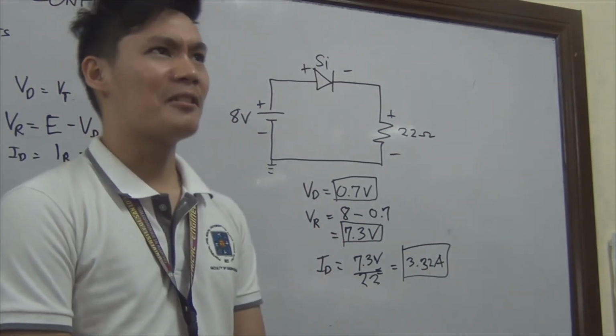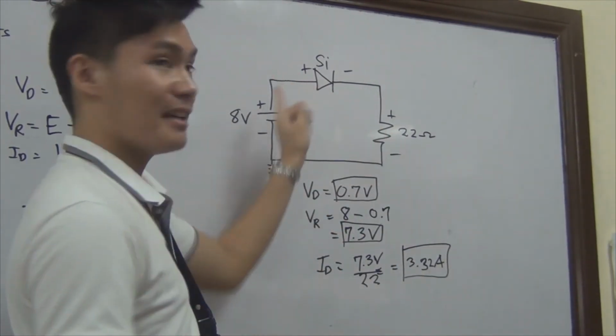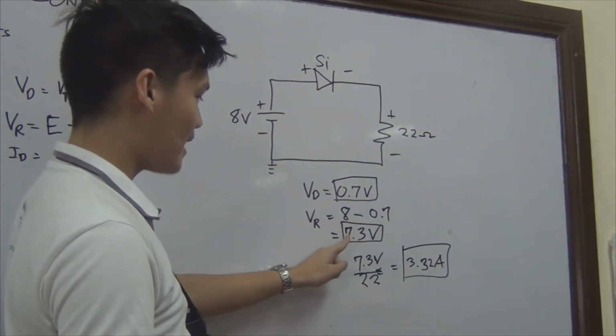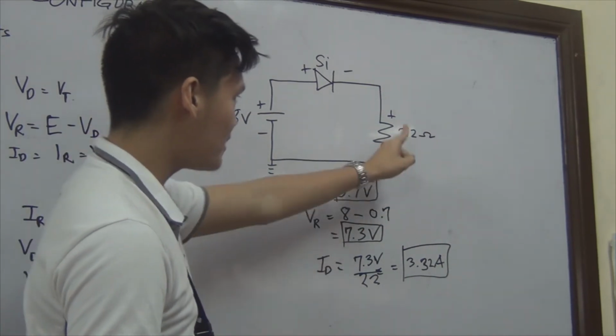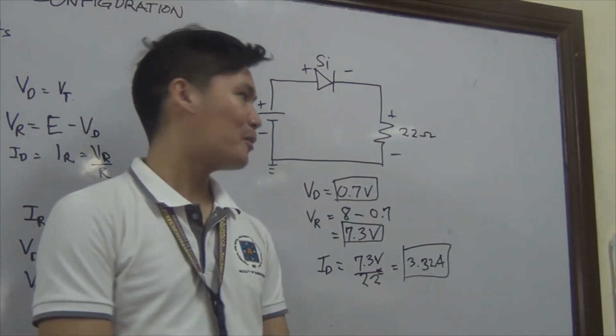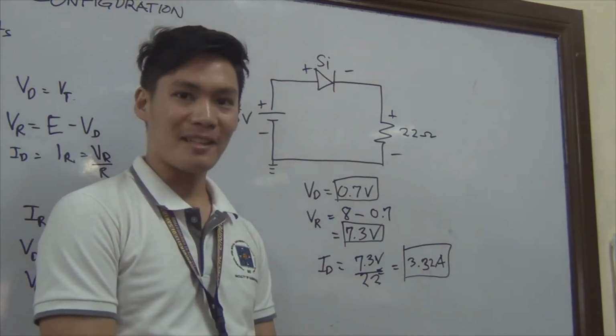How about the current in the diode? We can solve it by dividing 7.3 by the resistor, which is 22 ohms, where ID is equal to 3.32 amperes.